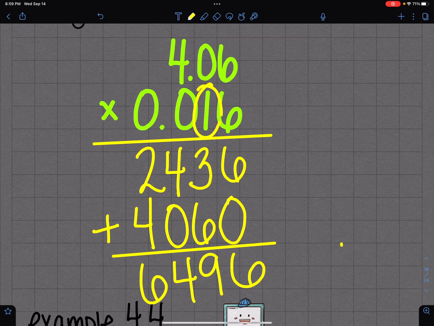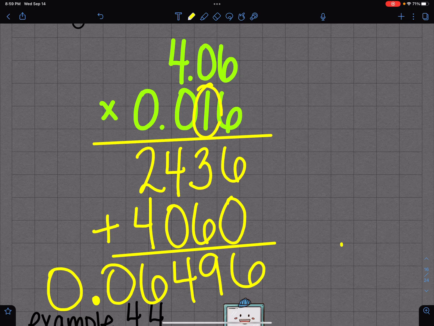Now, what do we do with the decimals? We have to count how far over we need to put the decimal. So 1, 2, 3, 4, 5. And there's no other place to put it, so I have to add a 0.